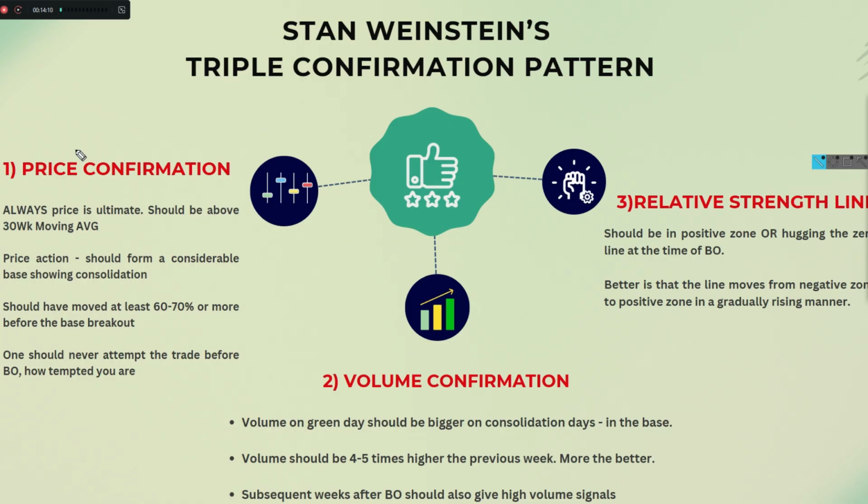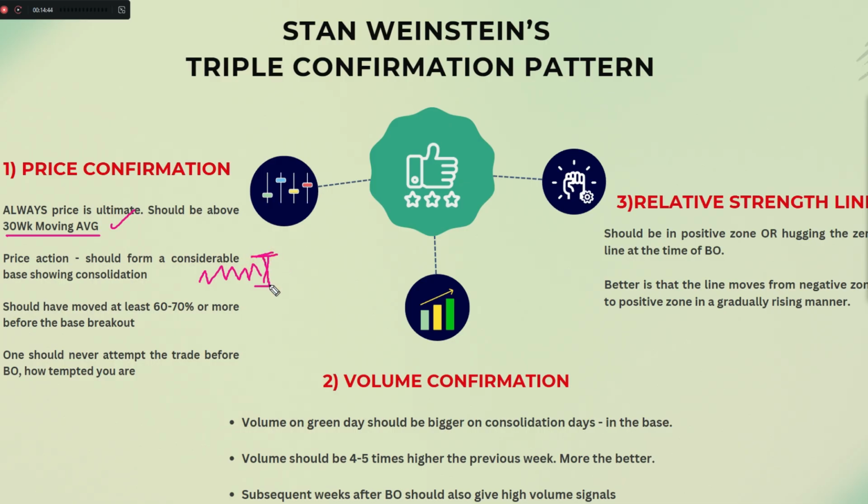The price of the stock should be above the 30-week moving average, as I said already, and the price action should also be considered. It should form a considerable base, as in stage 1, as we saw in the stage analysis, before the breakout. And the stock price should have moved at least 60 to 70% before the breakout.